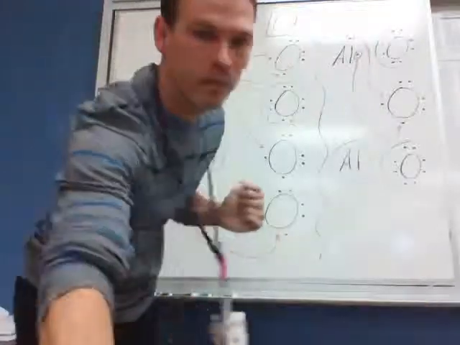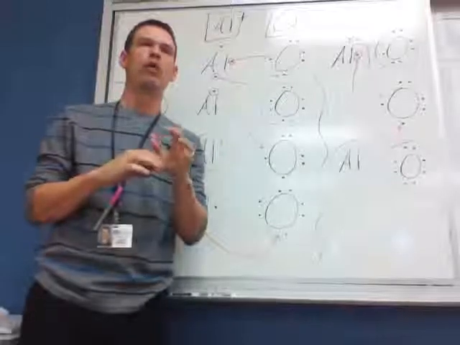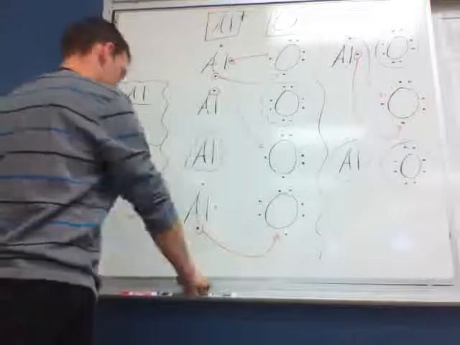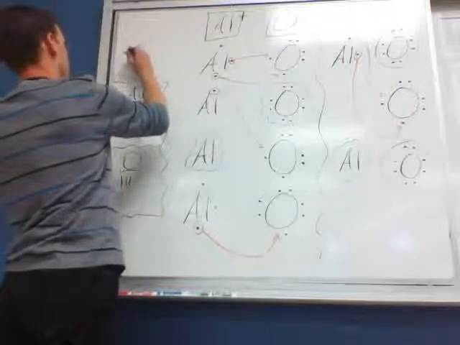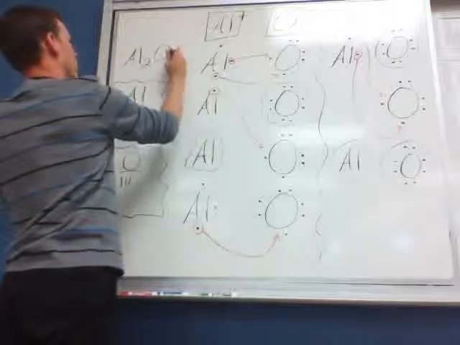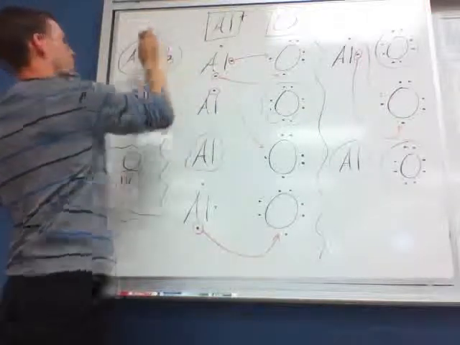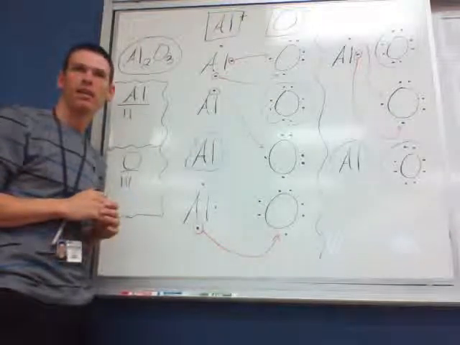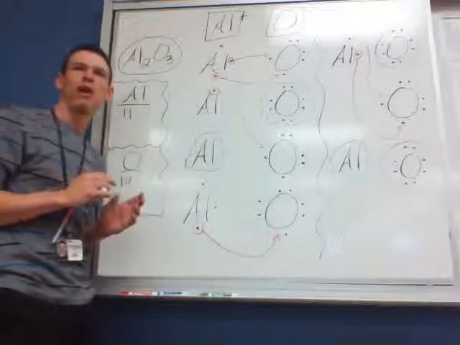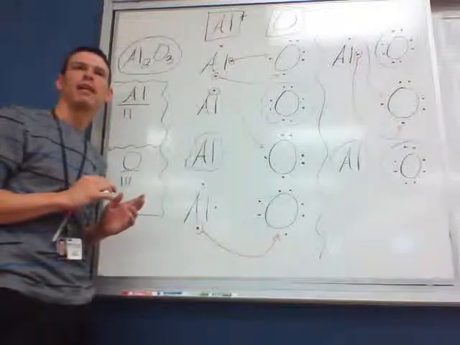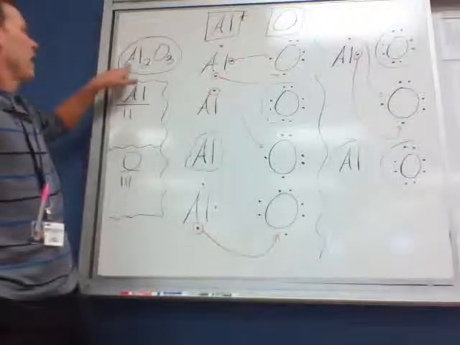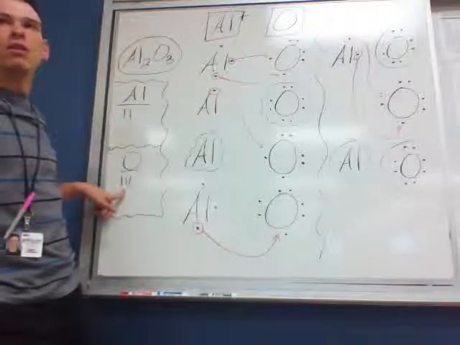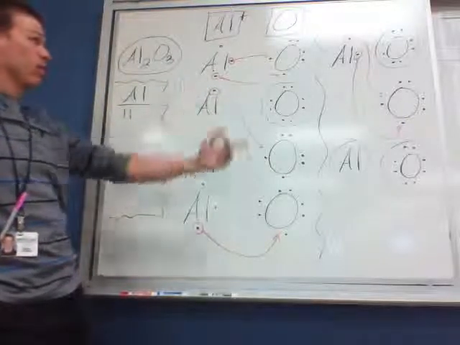The only way that aluminum and oxygen can form a compound is like this. Write that down. This is the big moment of the day. The only way that aluminum and oxygen can come together is like this, is if there's 2 aluminums and 3 oxygens. Why? Well, that's why.